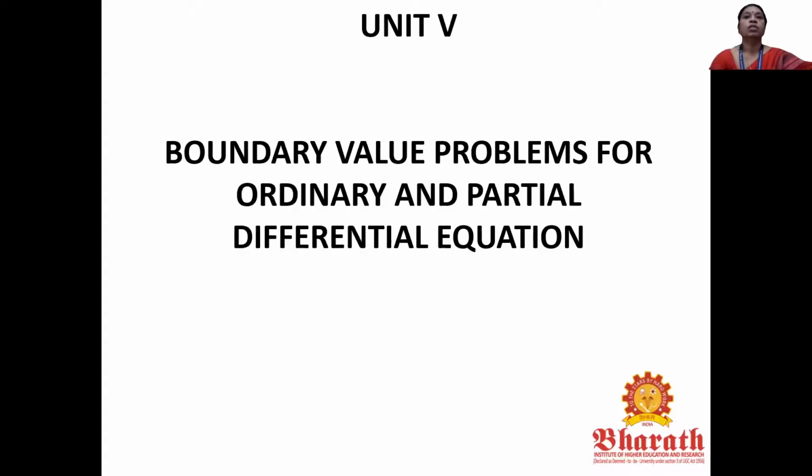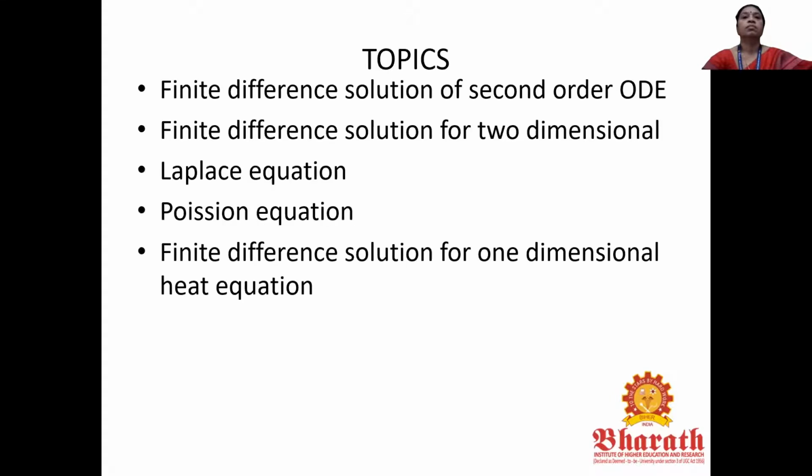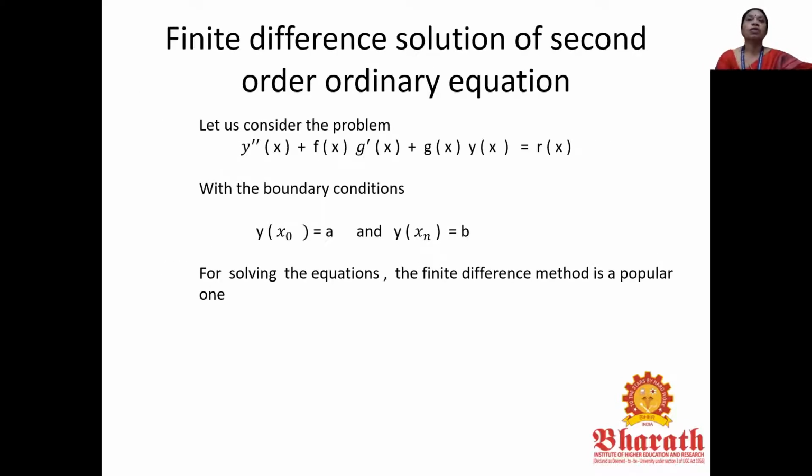Here we are going to discuss Unit 5, Boundary Value Problems for Ordinary and Partial Differential Equations. The topics we are going to discuss are finite difference solution of second order ordinary differential equation, finite difference solution for two-dimensional equations, in which we are going to see Laplace equation and Poisson equation, then finite difference solution for one-dimensional heat equation. So we are going to deal with finite difference solution of second order ordinary equation. So let us consider the problem.